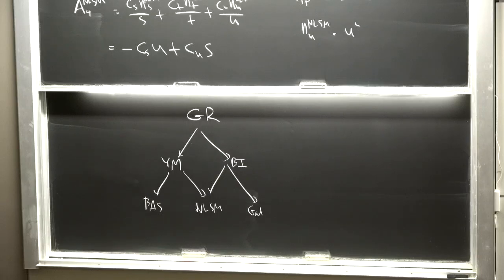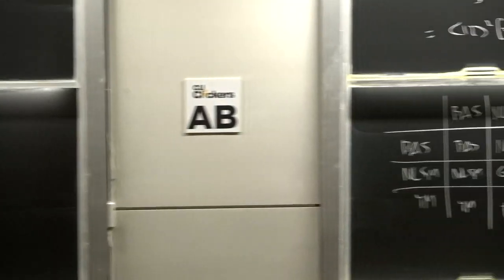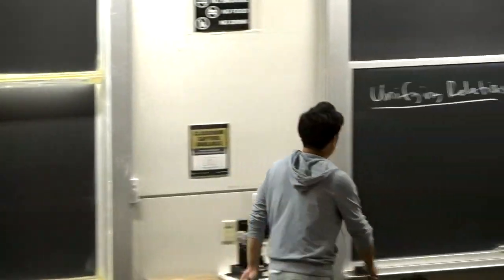Cool. So there's a name for these. We call them unifying relations. And as you can anticipate, they're going to be transformations that let us take an amplitude to another amplitude. And here's how it works.